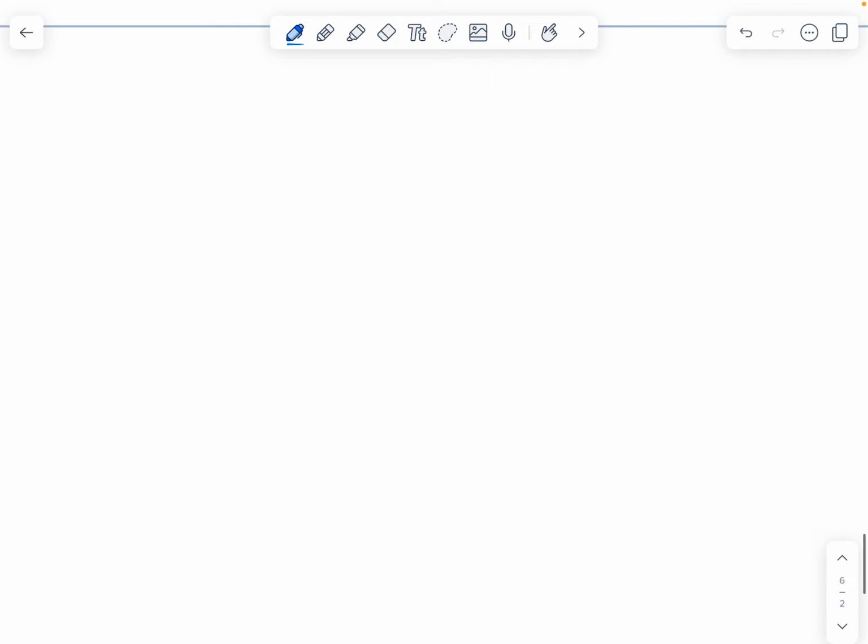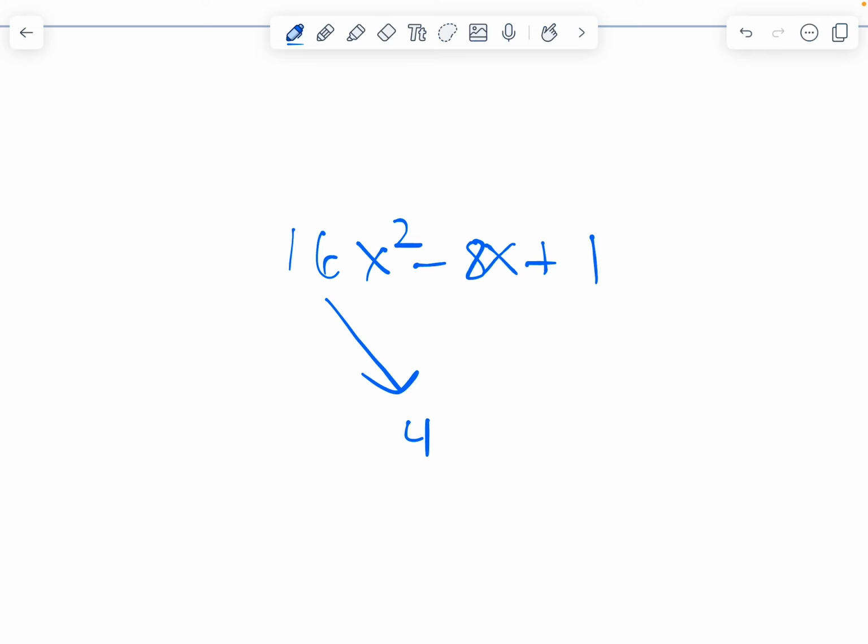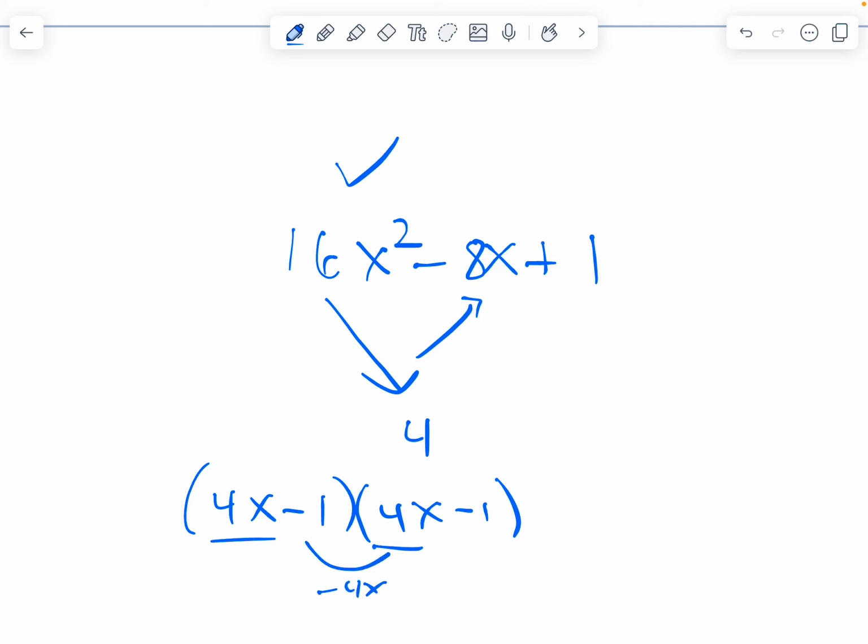Another perfect square would look like this, 16x squared minus 8x plus 1. Square root of 16 is 4, 4 times 2 is 8, and so we could write this as 4x minus 1, 4x minus 1. And you can double check that 4x times 4x is 16x squared. This is a minus 4x, this is a minus 4x, and so you get the negative 8x, and then you get the 1. So if you see that pattern, you can kind of jump a little bit and say, hey, that's 4x minus 1 squared. But if that pattern doesn't really jump out to you, if it doesn't make sense, if you don't see it, that's fine. Use the AC method. You're going to get the right answer the same way.